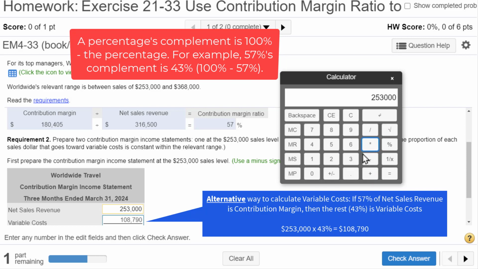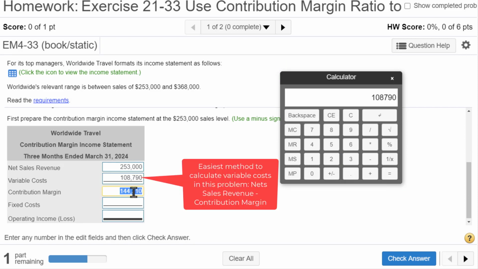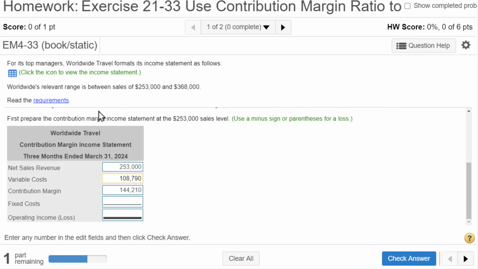253,000 times 0.43 equals 108,790. So there we go. So now you don't have to do that. It's easiest just to figure out what the contribution margin is, and then just subtract this from 253, which gives us 108,790. All right. Then let's go see what our fixed costs are.